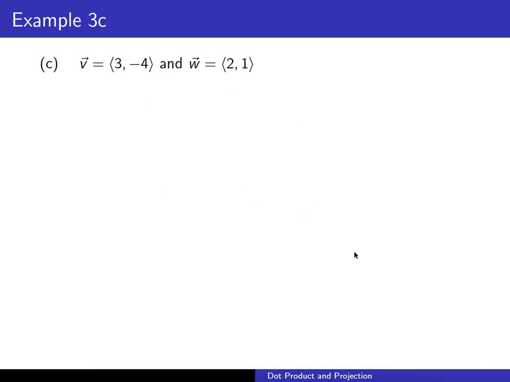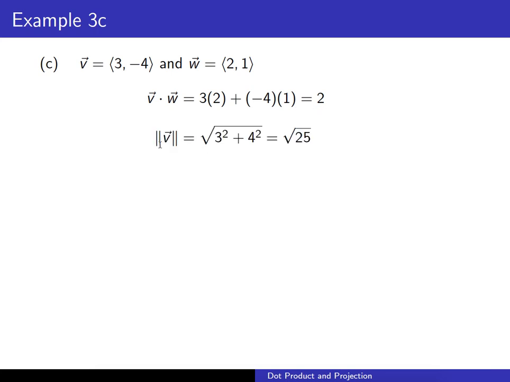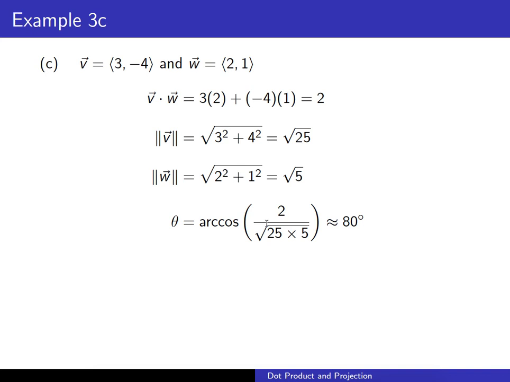Finally, example 3c, we have 3, negative 4, and 2, 1. So first, the dot product between them, 3 times 2 and negative 4 times 1 gives us 2. The magnitude of vector v is square root of 25. Again, don't simplify it. The magnitude of w is square root of 5. So 2 over the square root of 25 times 5 is approximately 80 degrees.